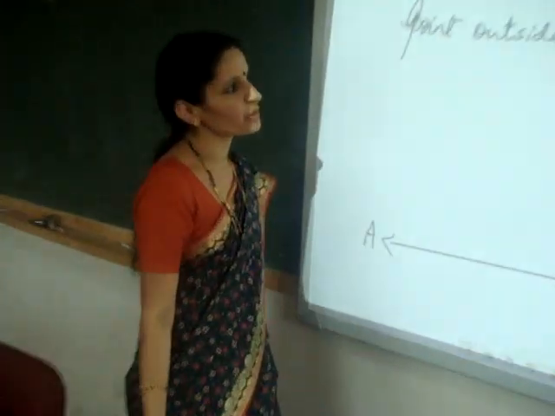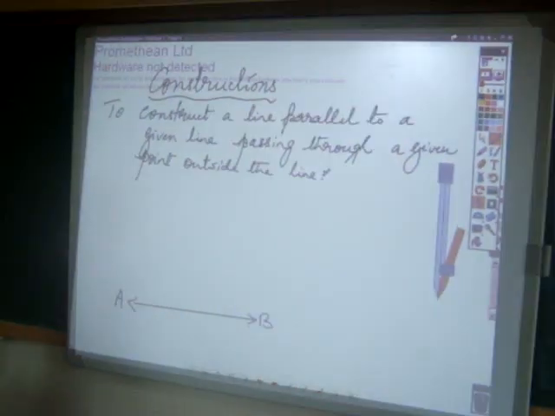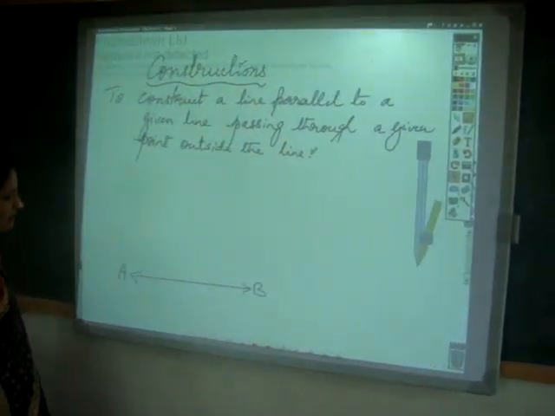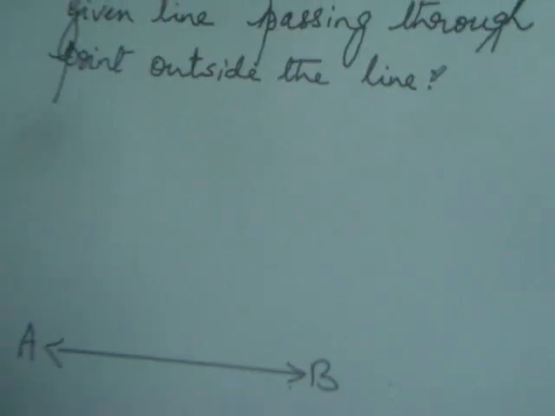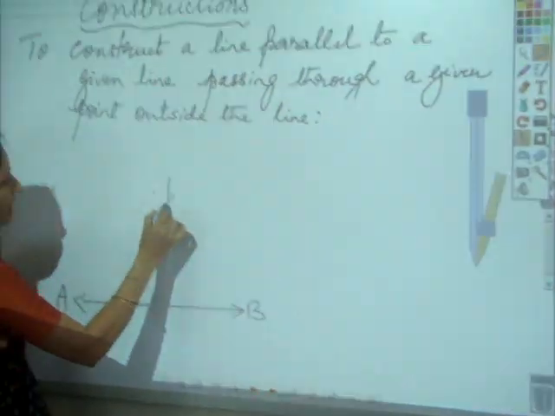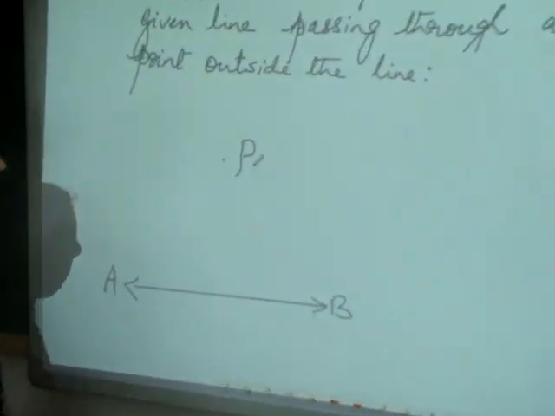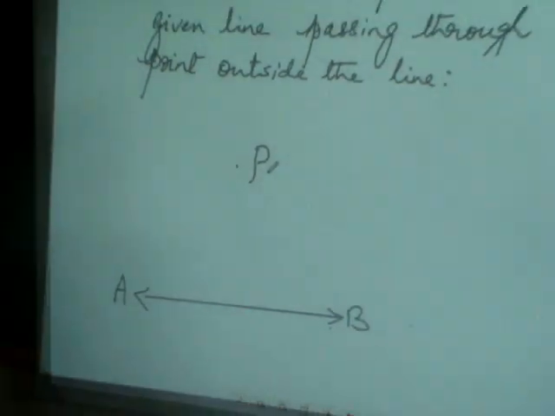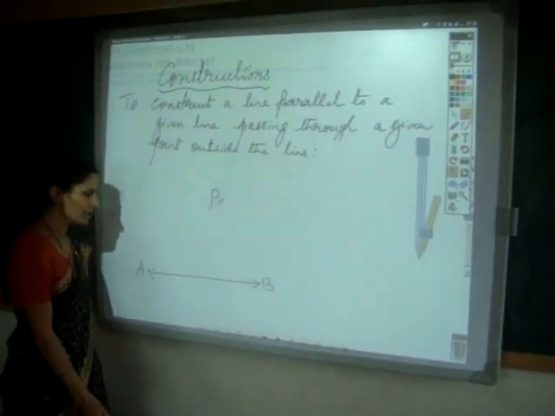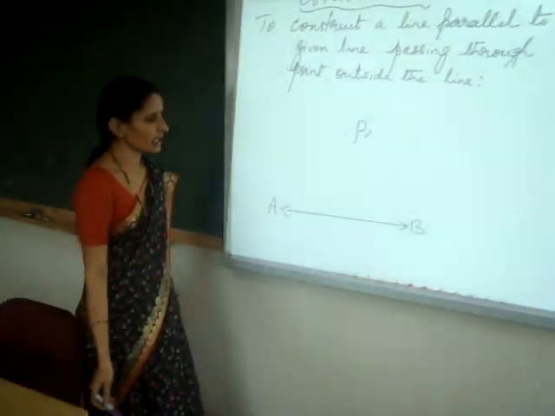Use of this e-whiteboard for construction. Suppose I have to construct a line parallel to a given line passing through a given point outside the line. Let me choose the line given as AB and point P outside it. Suppose I have to draw a line passing through the point P and parallel to the line AB.